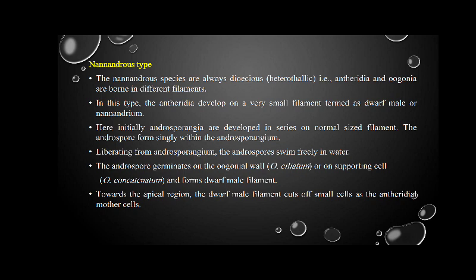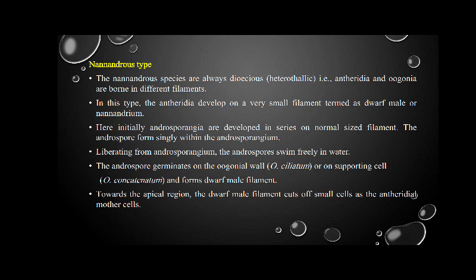In this type, Nanandria developed as a very small filament. It is not morphologically similar to the original vegetative filament. It is developed in a very small filament known as dwarf male or Nanandrium. Here initially what happens is Androsporangia are formed, and Androsporangia produce androspores.